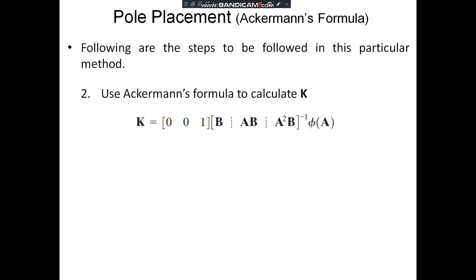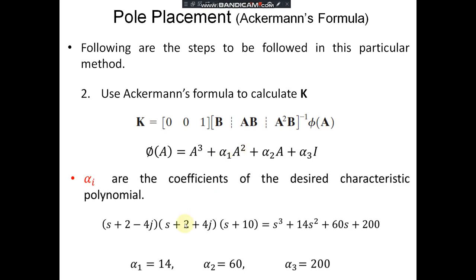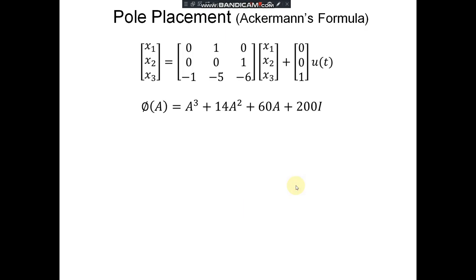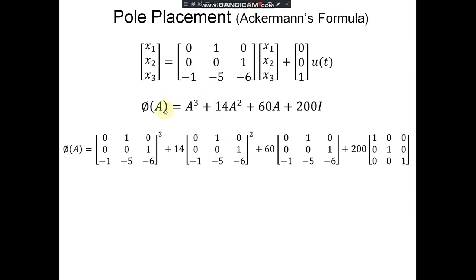Then, using Ackermann's formula, K is equal to [0 0 1] [B AB A²B] inverse into phi of A, we'll obtain phi of A first. With the help of the desired poles, we obtain this equation for phi of A, where alpha 1, alpha 2 and alpha 3 can be determined from the coefficients of the desired characteristic polynomial. Then phi of A is equal to A cubed plus 14A squared plus 60A plus 200I.